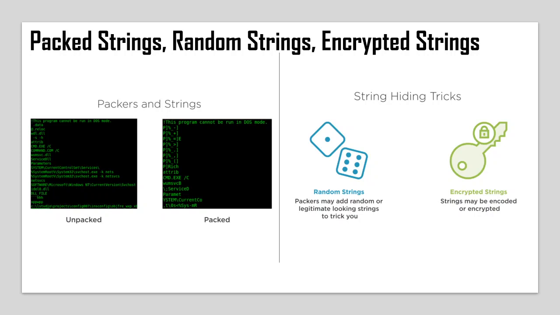We can also confirm that the file is a DDoS, denial of service capable file, because some strings related to DDoS are present. So we found similar things in the last module. Today in this module I'm going to tell you about three things: packed strings, random strings, and encrypted strings.